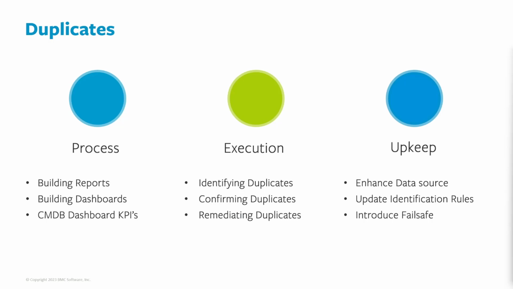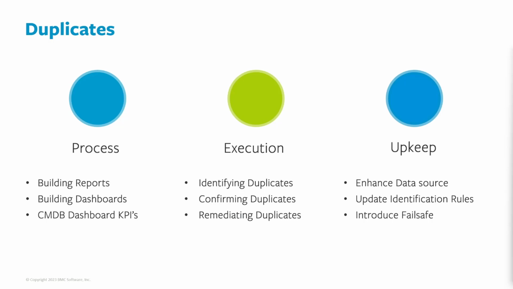But then your execution steps are going to include identifying, confirming, and remediating duplicates. Identifying goes hand in hand with these dashboards and the reports, but that's not everything. You're going to have to confirm that the two computer systems they reported are actually duplicates and not just one computer system from 2 years ago that we have historical data on. And yes, it had the same IP address as another system now, but this new one's just a replacement. They're not actually duplicates.